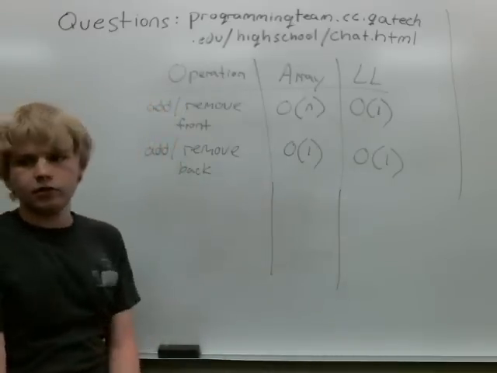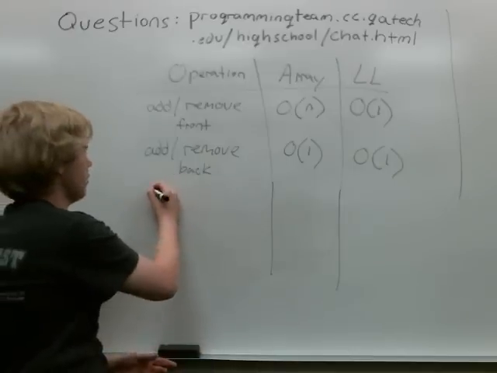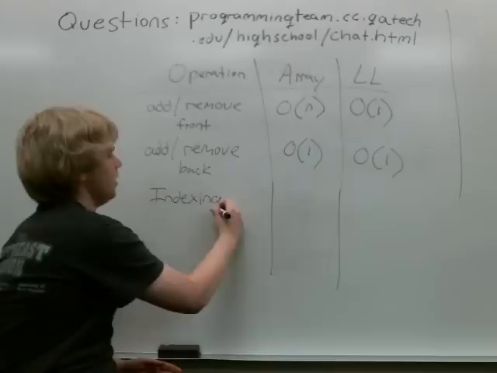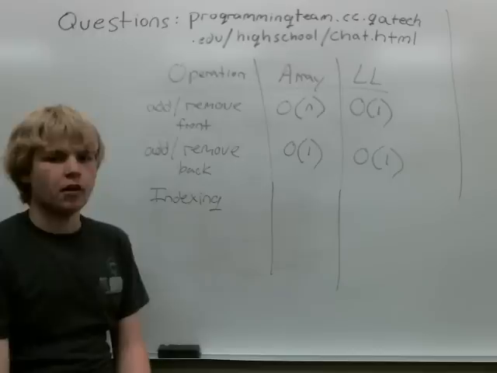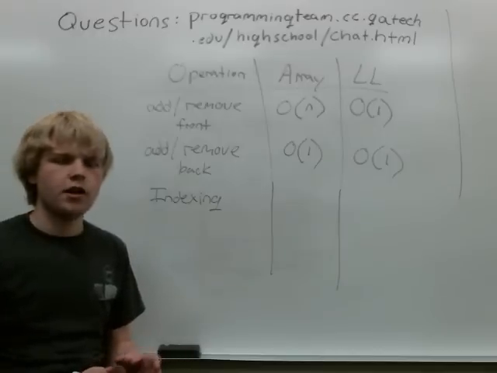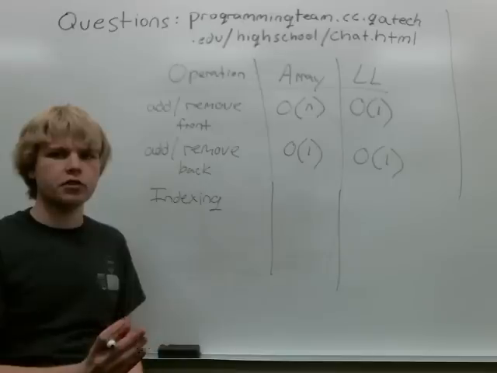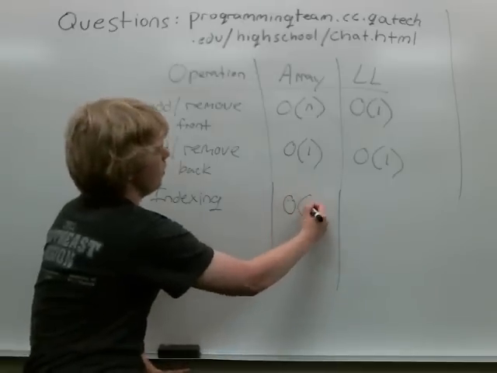Okay, so another common operation, like I was just mentioning, is indexing. So getting something at a particular index. With an array, it's one solid chunk of memory. So you can calculate exactly where, say, the third element in an array is supposed to be, because you know how large those chunks are in each index. So you can access it directly.